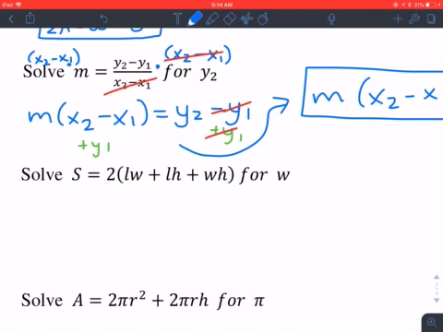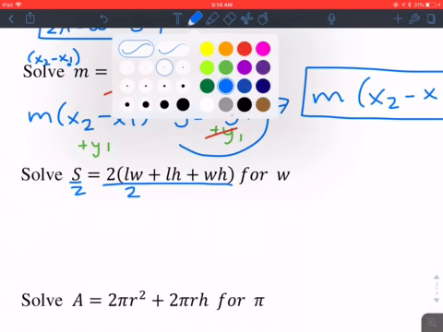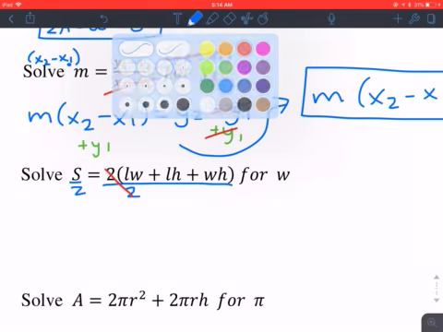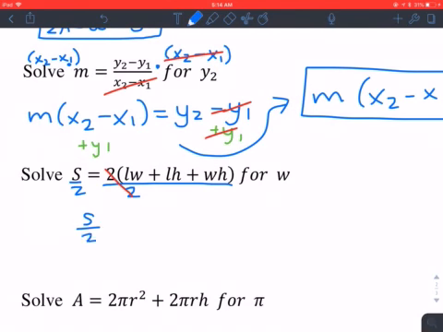So the first thing that we need to do is get rid of this 2. We can do that either by distributing it, or the quickest way would just be to divide by 2 on each side. So once I've gotten rid of that 2, I now no longer need these parentheses. And that's good because I'm trying to get the W by itself, so I need it outside of the parentheses.